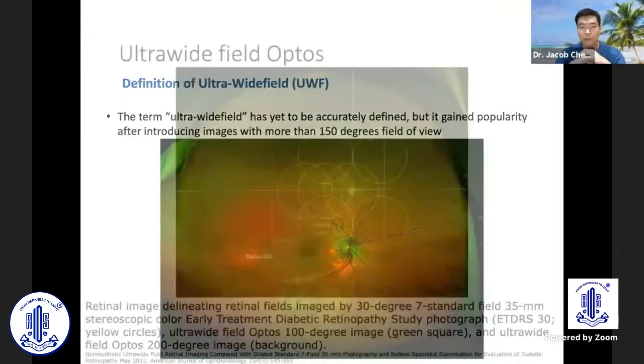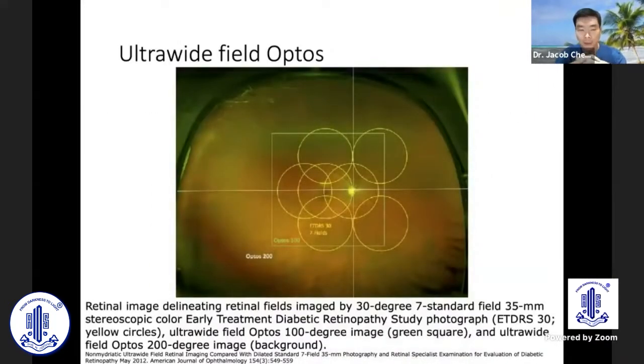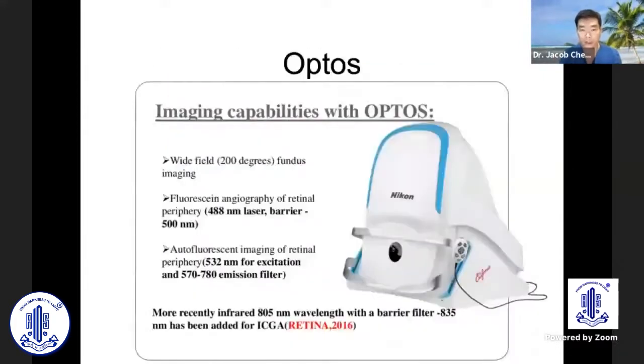degrees of view. This is a picture from the ETDRS study where we can see the 7 circles indicating the 7 subfields, as well as the early Optos 100 with a square with limitations of the retinal field, but now with the Optos 200 degrees, we can have a wider field. And here, the imaging capabilities of the Optos would be that of the 200, as the earlier speaker has mentioned, as well as incorporated in it will be the fluorescein, autofluorescence, as well as the ICG in the California system.